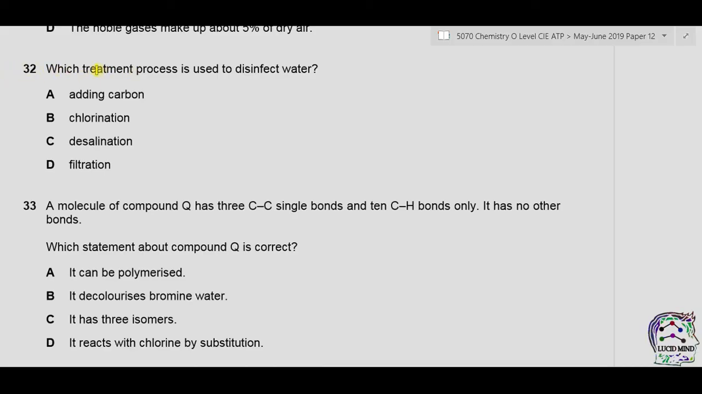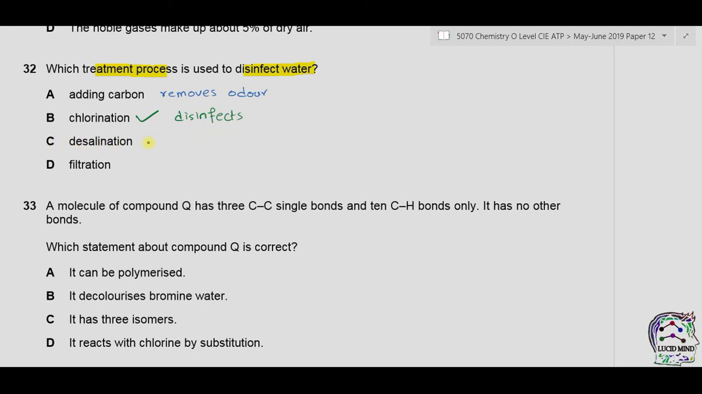Question 32. Which treatment process is used to disinfect water? A is adding carbon. Now carbon does not disinfect, it removes odors when activated carbon is used. B is chlorination. This is true because chlorination, upon formation of radicals, disinfects by killing bacteria.